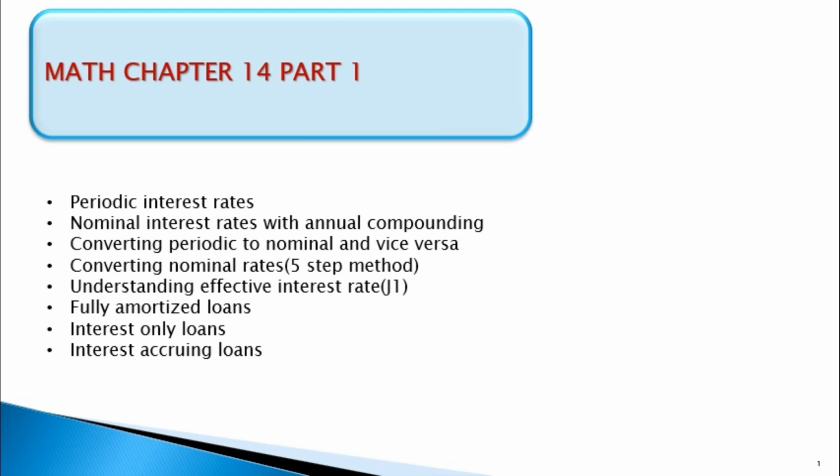So we learn about comparing different interest rates to determine which interest rate is more and which is less. The proper way of doing this is to make all of them into one interest rate, and then they can be compared. We will also learn how to convert a particular nominal interest rate to another nominal interest rate with a different compounding period. That requires 5 steps using your calculator. And we'll again talk about fully amortized loans, interest-only loans, and interest accruing loans. So let's get started.